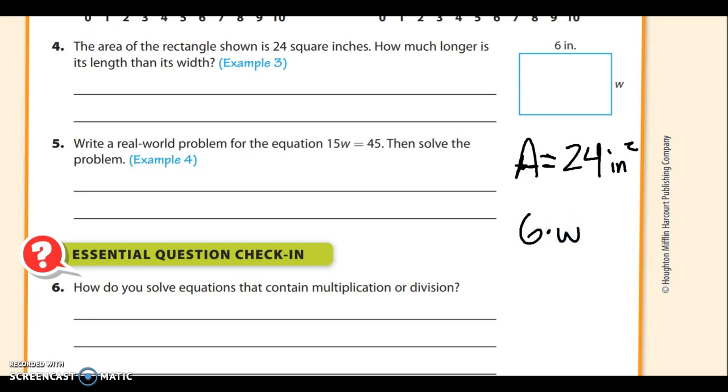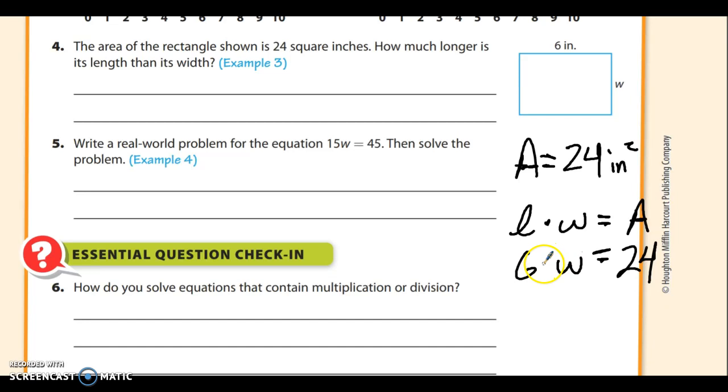Maybe I'll back up a second. How do you find the area? We find the area by doing length times width is equal to area. Well, the area we know is 24. And we know the length is 6, and we don't know w. So this equation would be 6 times w equals 24.